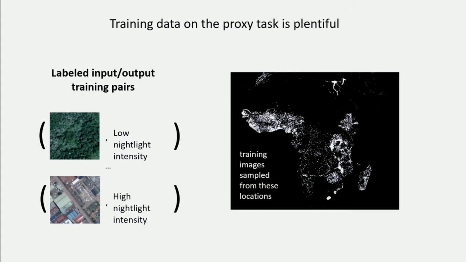And so the idea is that if we can train our neural network to solve this task, then it sort of has to learn something about what kind of features to look for in the daytime images, right? It has to figure out that if there are trees, if it's a forest, then it's probably going to be dark, or if there are roads, if there are buildings, then that's a sign of economic development, of human infrastructure, and therefore it should predict high values.